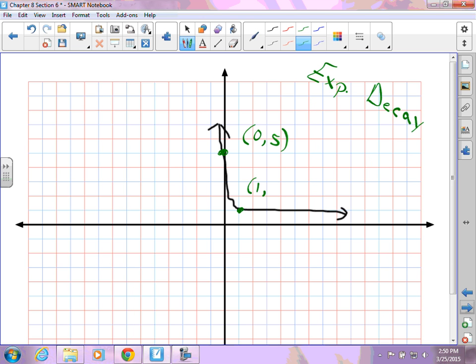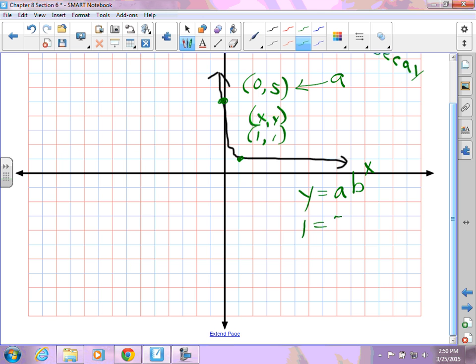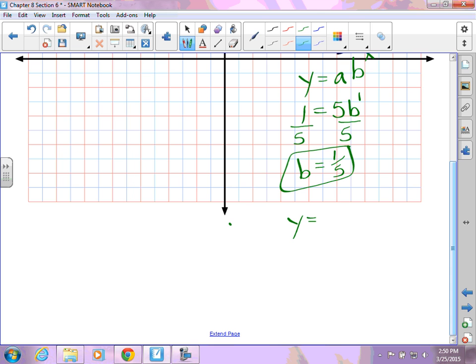So I get 1 equals, my a is 5 for my y-intercept. I don't know what my b is, but my x is 1. So now to get b by itself, because that's what I'm trying to find, I'm going to divide by 5. And my b ends up being 1/5, which makes sense because remember my decay factor needed to be less than 1. And so to come up with this equation, again I'm going to go y equals a b to the x, y equals a, which was my 5, b, which is 1/5, and that needs to be in parentheses because it's a fraction, and it's to the x power. Okay, and that is my equation for decay.